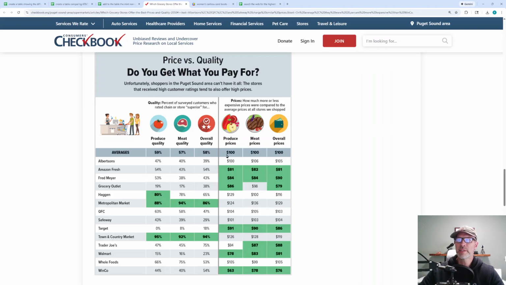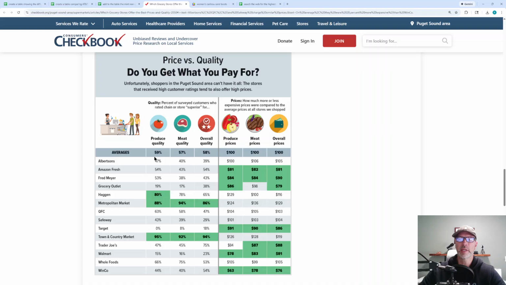For the produce prices, they put in $100 as just kind of an average. If you're at 100, you're at the average. If you're below 100, you're below the average, and if you're over 100, you are paying over the average for produce, meat, and then the overall. I thought this was very interesting because you would expect the higher tier chains to have the better quality produce, right?